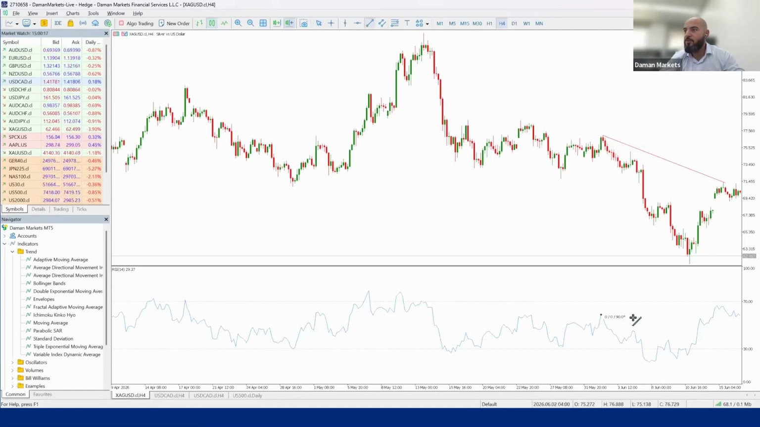And notice how this top here is higher than the previous top. What does it mean? Although momentum is accelerating, prices are not following through. So momentum reached a new high, but price did not reach a new high.